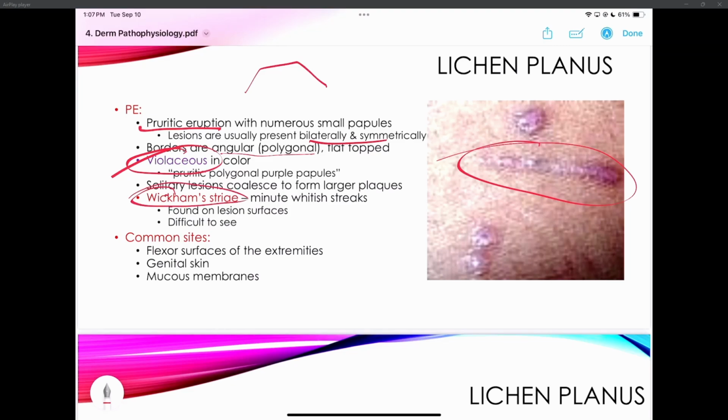They have very, very minute white streaks throughout them. If you look closely, you can see a little bit of white in there. Those are the Wickham striae found on lesion surfaces. Very difficult to see, but if you look, you can kind of see a little bit of white sprinkled throughout that purple lesion. Those are the Wickham striae. Where is lichen planus going to occur? Flexor surfaces of the extremities, genital skin, and mucous membrane. So now we do have some mucous membrane involvement. So lichen planus can go to mucous membranes. Psoriasis will not. It's only the skin, not mucosa. Lichen planus can go to both.